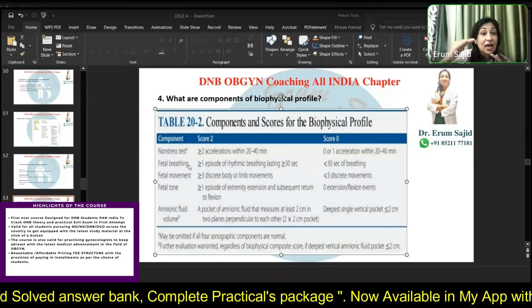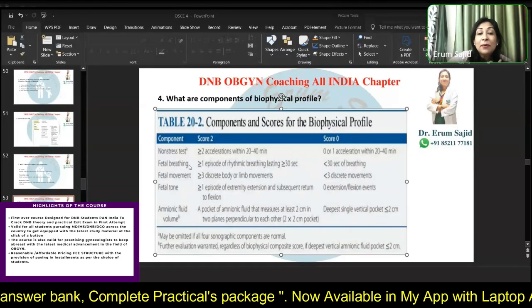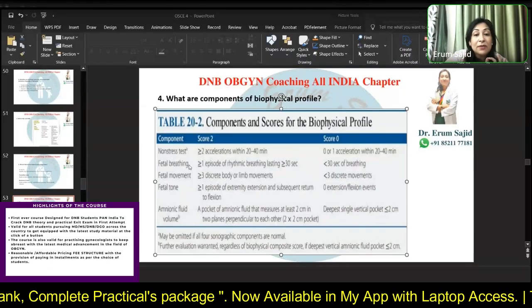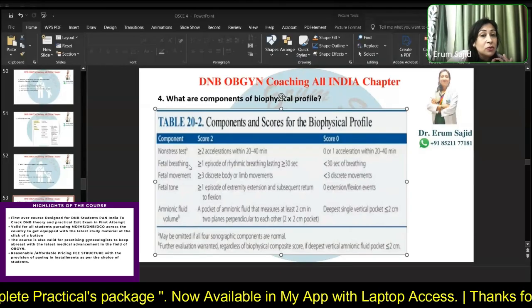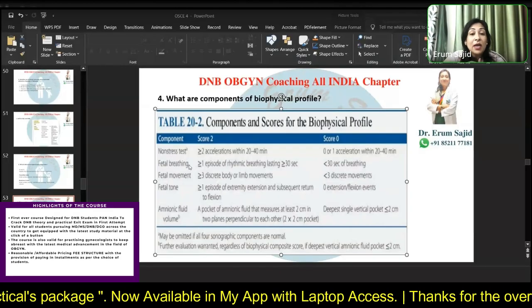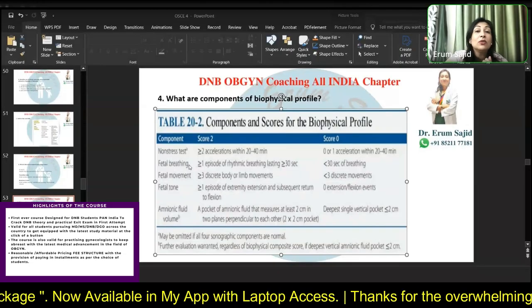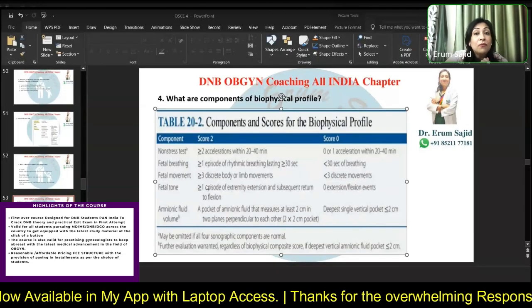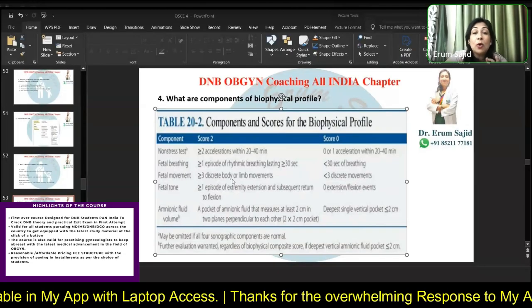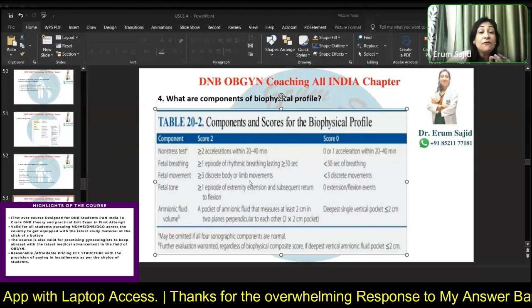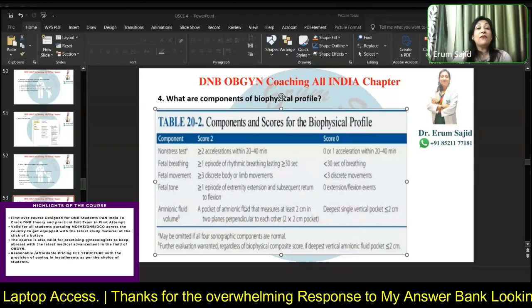Now, all these are different parameters, guys. Fetal breathing means one or more episodes of rhythmic breathing, that means chest movement for more than 30 seconds. Fetal movement, more than 3 discrete body or limb movements. Okay. And fetal tone means extension and flexion.